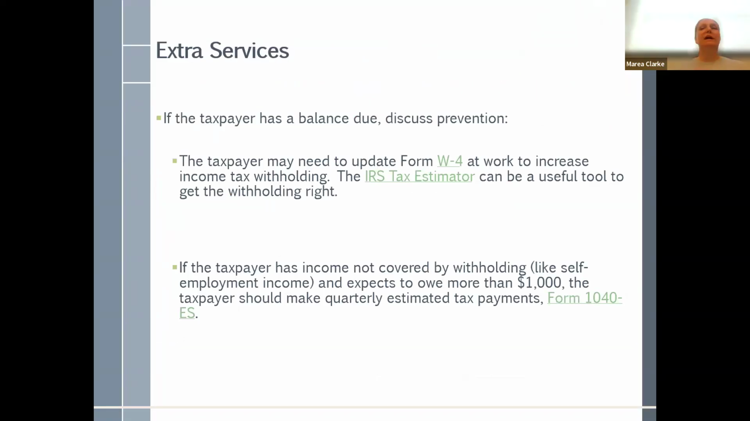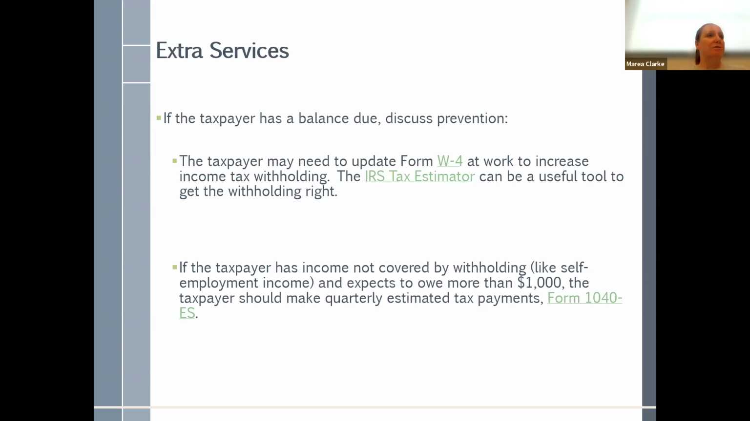All right. If a taxpayer owes a lot of money, let's talk about prevention with them. The W-4 is the form that they give their employer that says how much money they take out of their paycheck. They can change that so that they have more money taken out every paycheck and don't owe a huge amount of tax every year. If they have their own business, they have to make quarterly payments. They can send more money in. They can estimate during the year and send more money in.